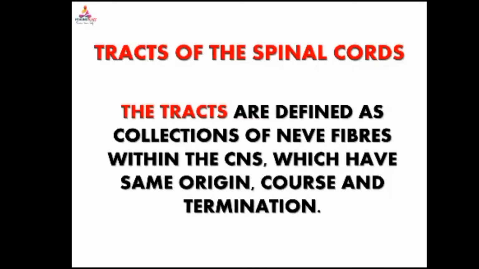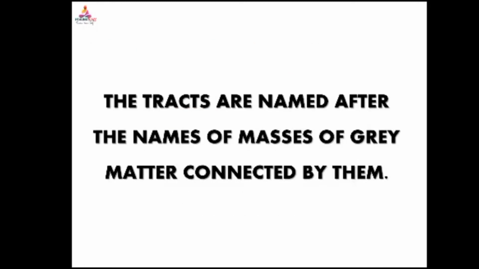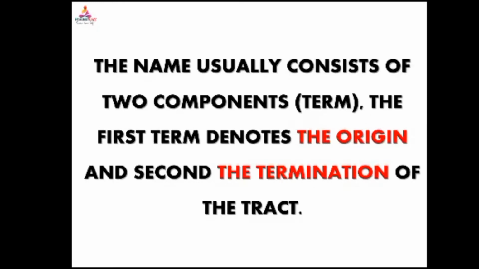Tracts of the spinal cord. The tracts are defined as collections of nerve fibers within the CNS which have the same origin, course and termination. The tracts are named after the masses of gray matter connected by them.